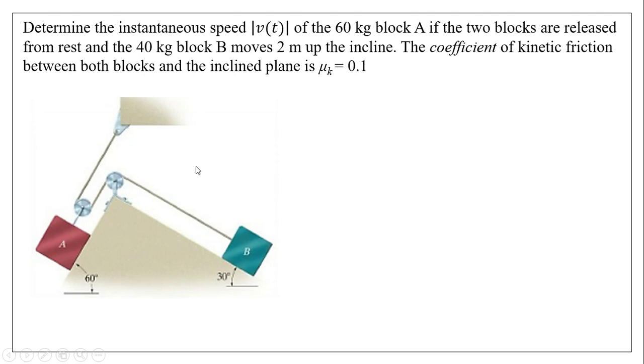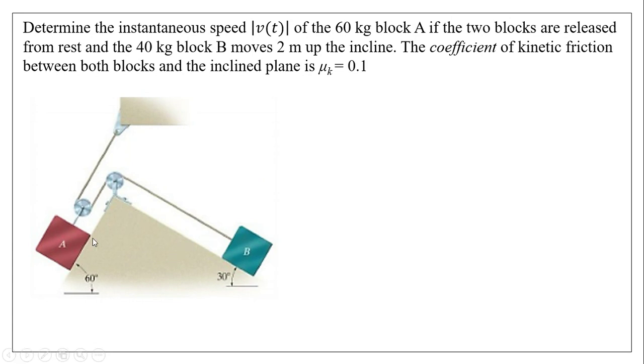Okay, so here we have block A and then we have block B. It says that block B is going to move up the ramp 2 meters, which would suggest that block A over here is going to move down the ramp. The one thing I do want to point out and caution you is that for this type of system, the accelerations for both blocks are not the same. Okay, they are not the same just based on how it's hooked up.